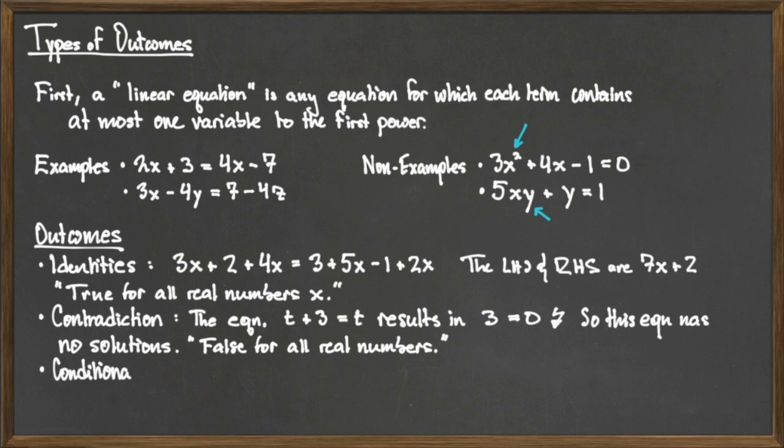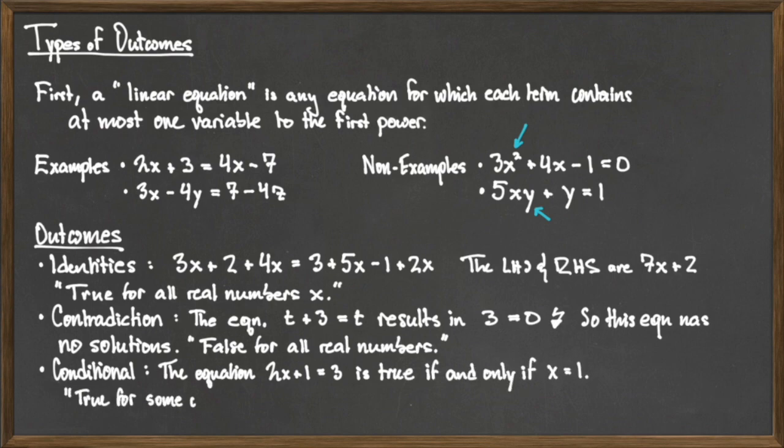The last kind, and it's the most common kind that we'll encounter, is a conditional equation. The equation 2x plus 1 equals 3 is only true when x is equal to the number 1. So a conditional equation is an equation that is true for some or one real number, not necessarily all of them.